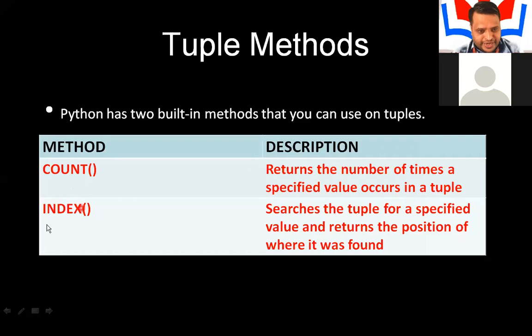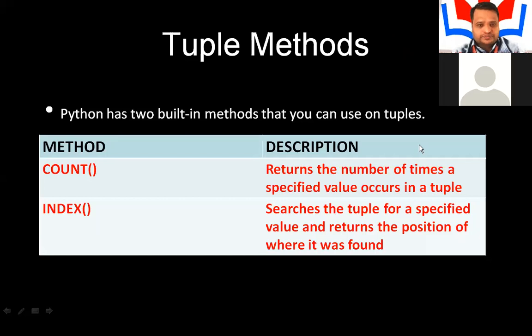Here, index means it specifies where the element is present. It retrieves the index number. So the count method is used to count how many times an element is repeated in the tuple. Index is used to retrieve the index number of the particular element. Whatever element you specify, its index number will be returned. Now we will look straight into the practical implementation.